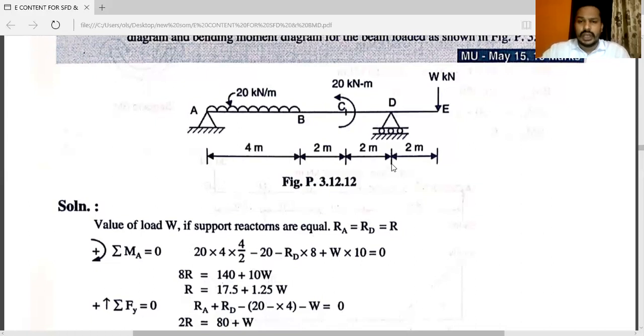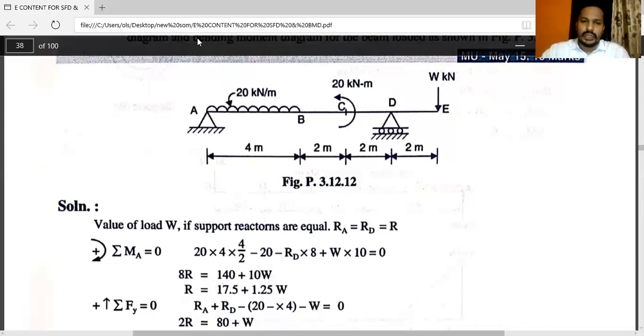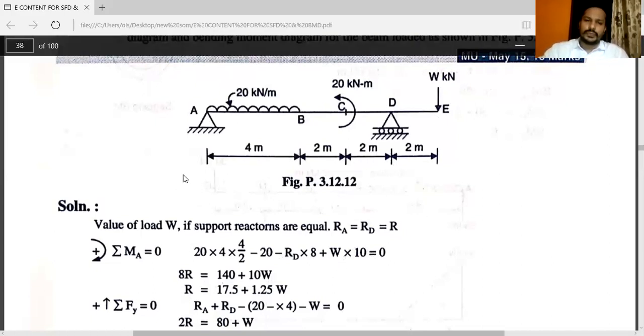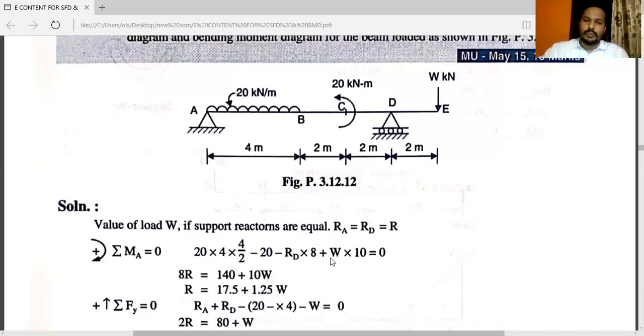Now next, RD will move in the anti-clockwise direction. So minus RD into perpendicular distance, that is 4 plus 2 plus 2, that is 8, plus W will move in the clockwise direction. So plus W into perpendicular distance, that is 4 plus 2 plus 2 plus 2, that is the total beam from A point to this W. Total perpendicular distance is 10. So W into 10 is equal to 0.